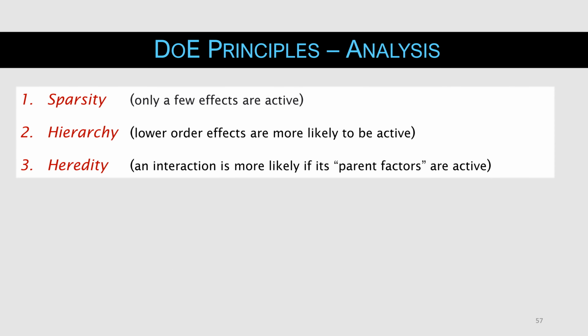There are 3 DOE principles that are used to determine which effects are important, and these are particularly useful when analyzing fractional factorial designs. The term fractional factorials refers to designs that have multiple factors where each factor is set at 2 levels. These are the sparsity, hierarchy, and heredity effect principles.